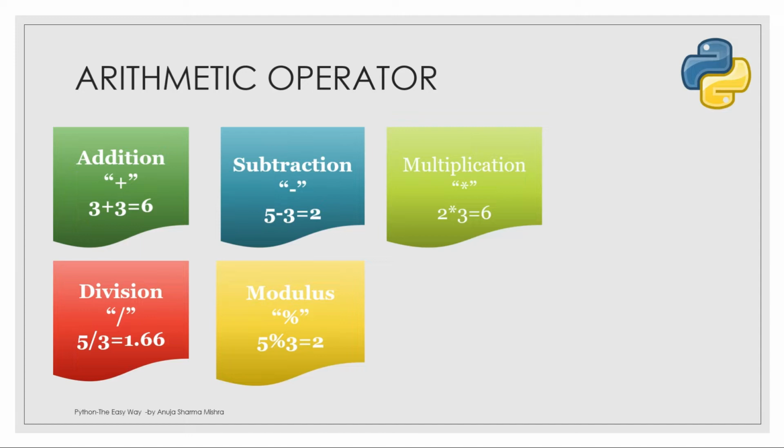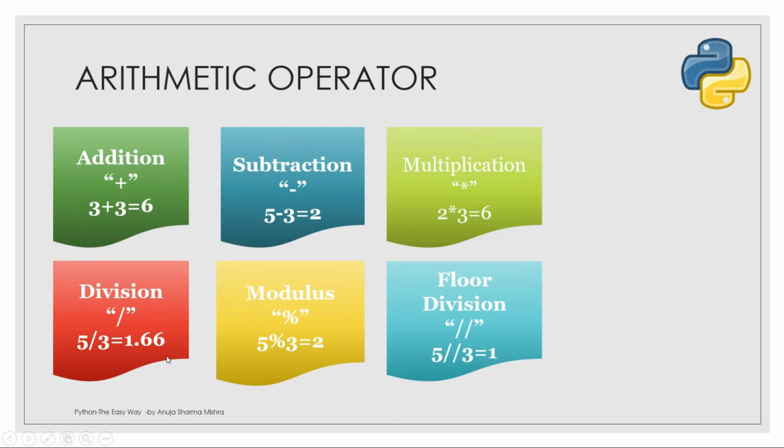And then we have the modulus operator. This gives you the remainder part of your division. So if I divide 5 by 3, I get 2 as the remainder, and the modulus operator returns the remainder part of your division. The next operator is called floor division. This might be new to many who have studied C and C++. Floor division returns only the integer part of your division. When you divide 5 by 3, you were getting 1.66, remember? When you apply floor division, it will give you only the integer part of this division, that is 1.